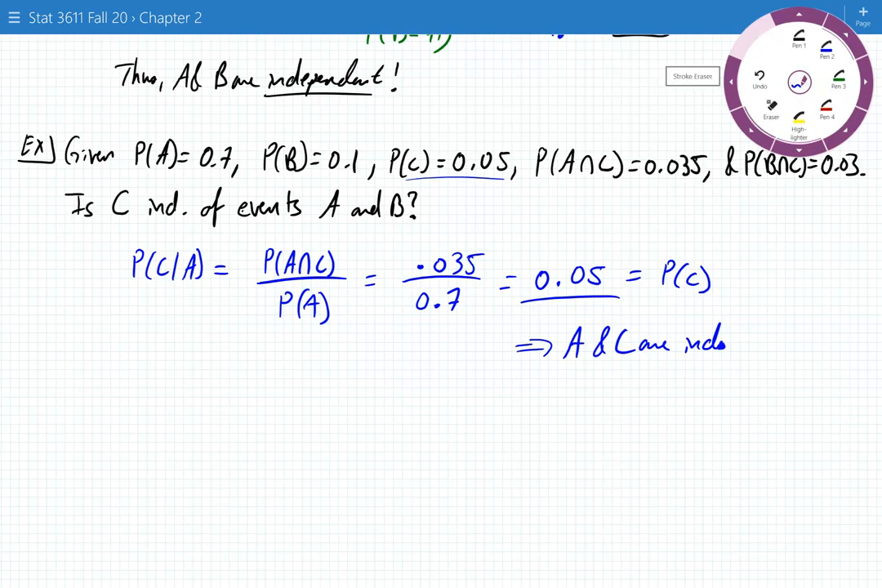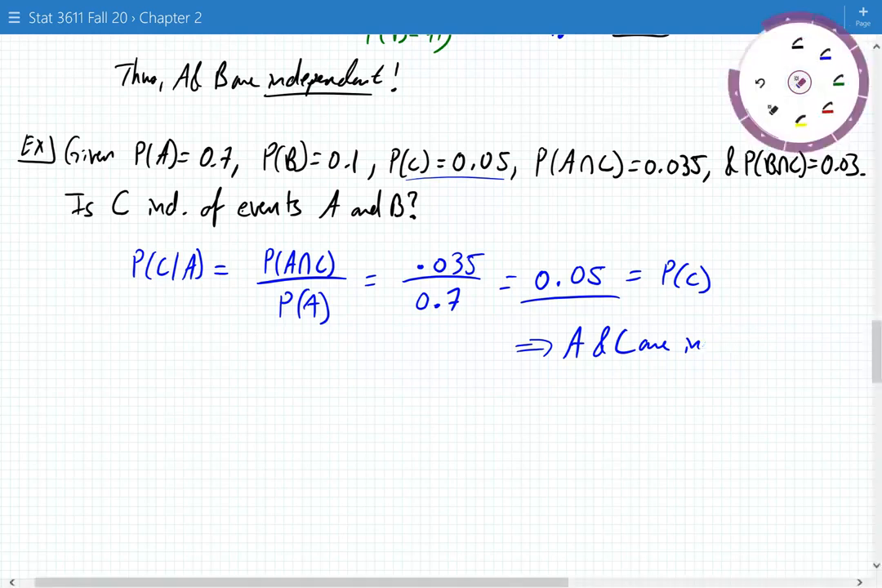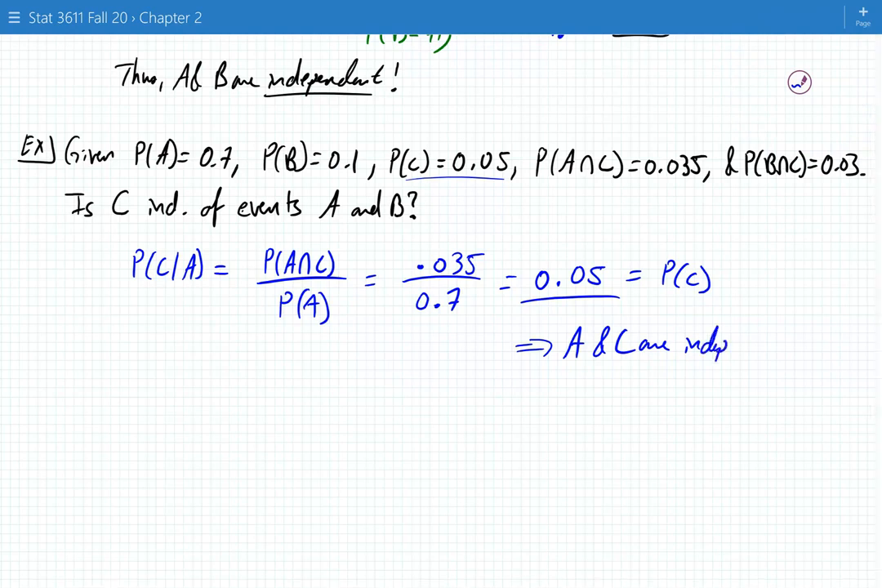I guess I should start writing that out there. A and C are independent. How about B and C?